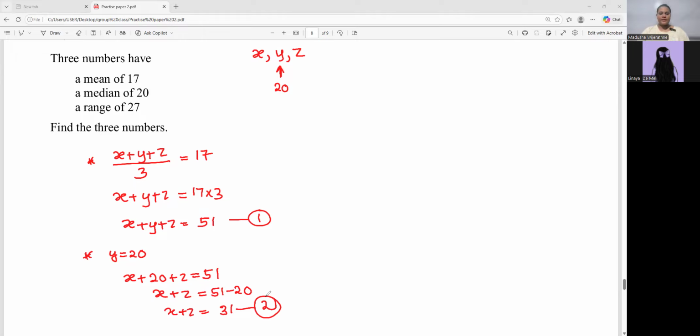Third equation, range. Think these numbers are in order now. x is the smallest one. The middle number is y, that is 20. The biggest number is z. Range is highest minus lowest, equal to 27: z minus x equals 27. This is the third equation.